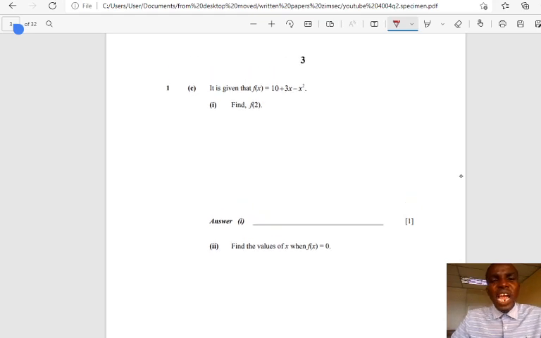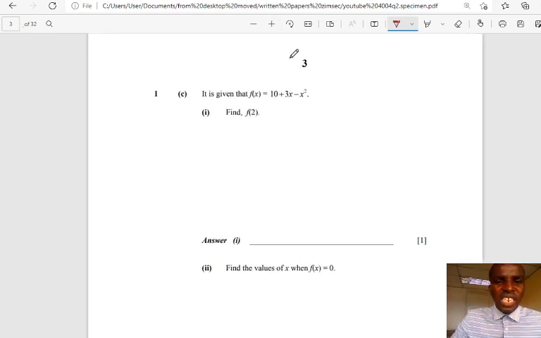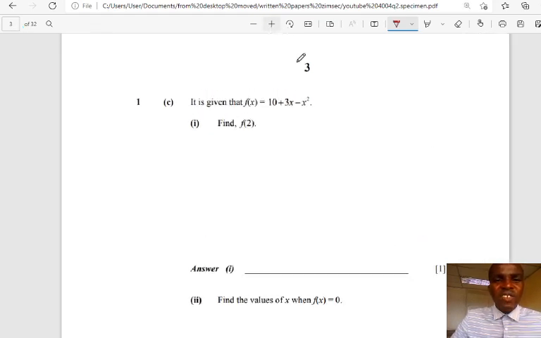Next, question number 1c. It is given that f of x is equal to 10 plus 3x minus x squared. These are called functions. Take note of that, right? These are functions. So how do you simplify functions?